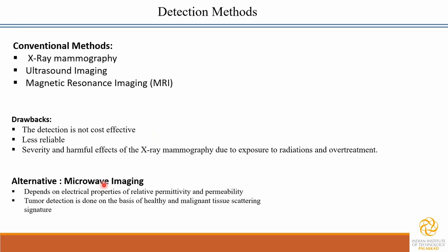Electromagnetic-based microwave imaging for the detection of tumor is based on the electrical properties of cancer as well as the surrounding tissues. The electrical properties of tissue include two main parameters, called the relative permittivity and the permeability. And the tumor detection is done on the basis of healthy and malignant tissue scattering signatures. That is, we have to compare the signatures obtained from both the healthy tissue and the tumor tissue, and the difference will tell whether or not the portion is affected by the tumor.